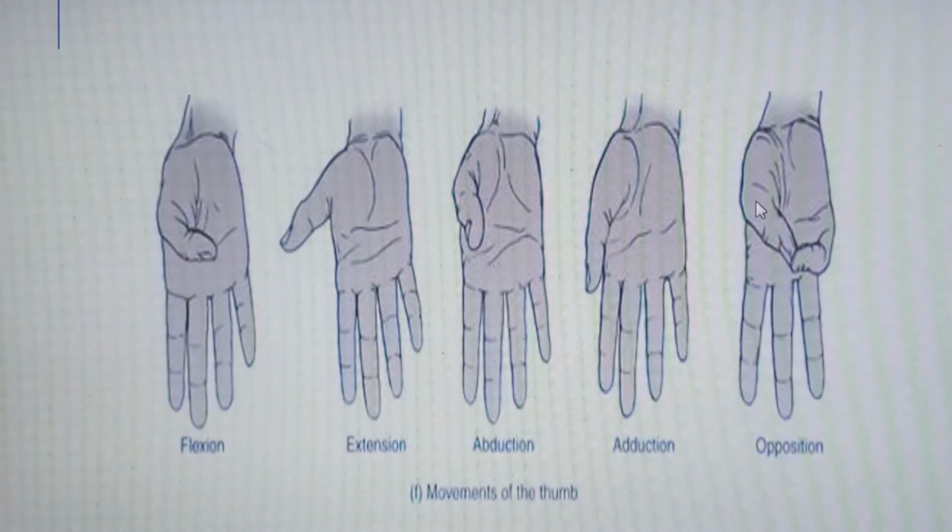Then we can have opposition movement of the thumb. You can move this way. That's the opposition movement of the thumb. Now if I take it away by not opposing the thumb, then that is what we call reposition.